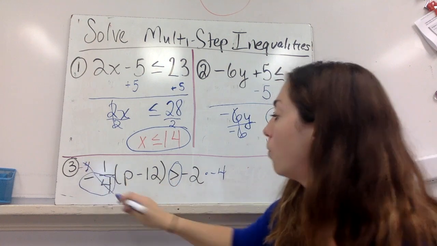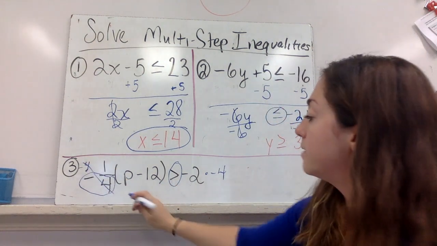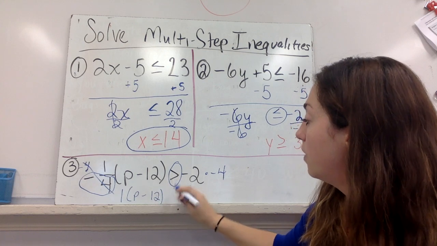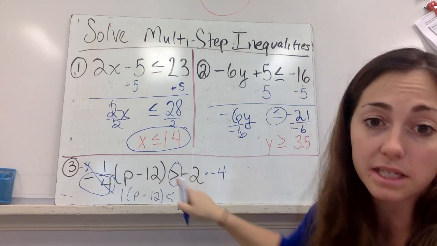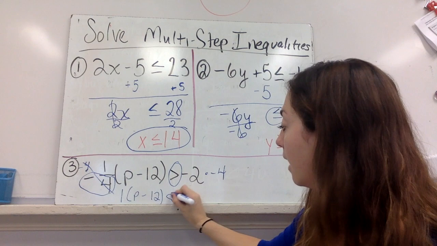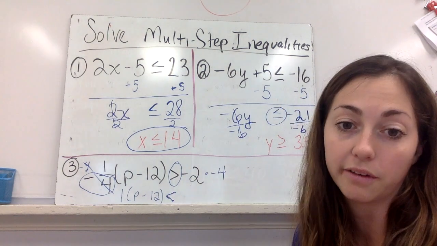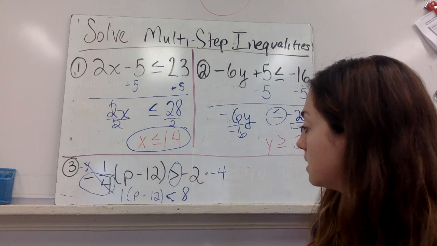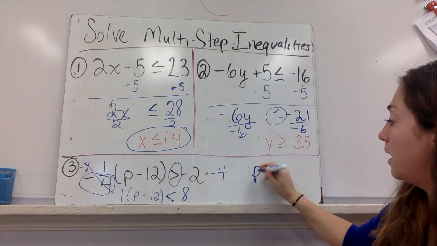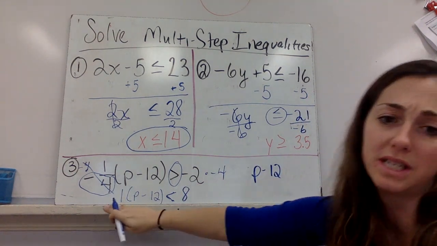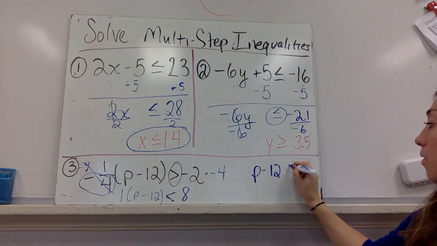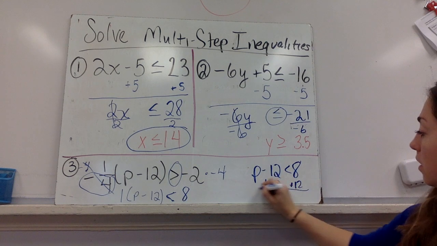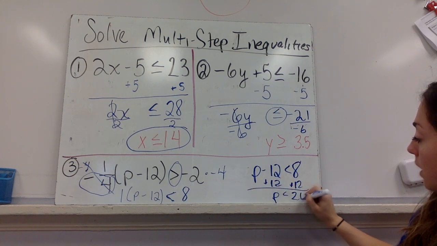So then negative 4 divided by negative 4 gives me just 1, and then 1 times p minus 12, flip my inequality. The reason I circle it is so that I don't forget when I rewrite it that I have to flip the inequality. And negative 2 times negative 4 is positive 8. And now this is pretty sweet. I then have p minus 12 because 1 times p minus 12 is p minus 12. And all I do is add my 12, and I get p is less than 20.